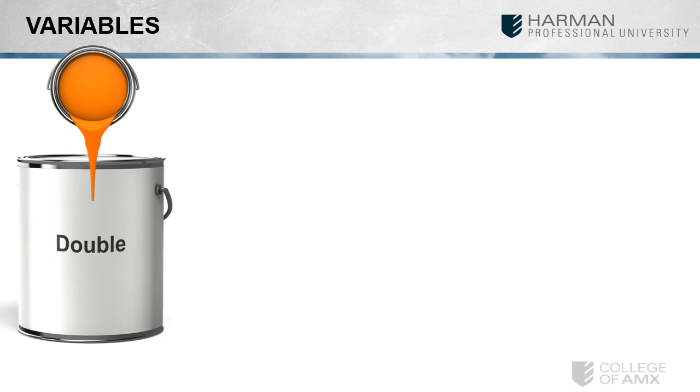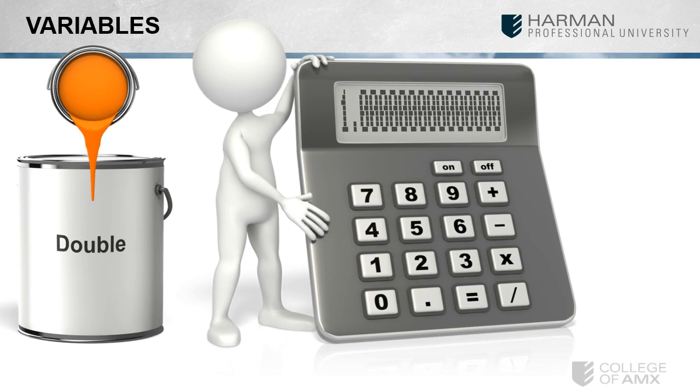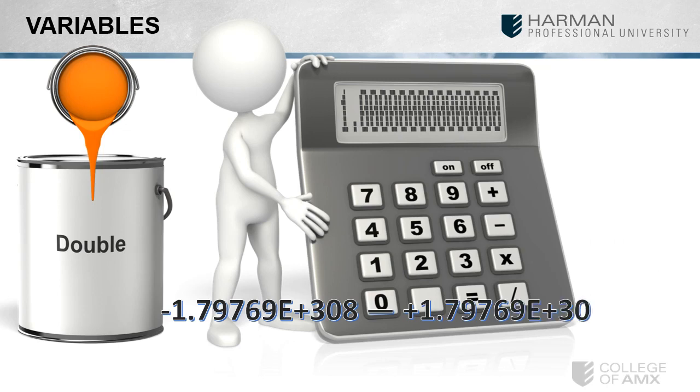The double data type is used to store a signed 64-bit double precision floating point value. This double variable will hold precision to 15 decimal places. This data type can store values in the range of negative 1.79769 raised to the exponent of 308 to 1.79769 raised to the exponent of 308.